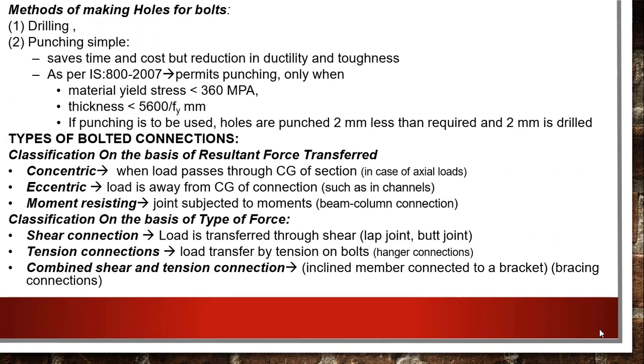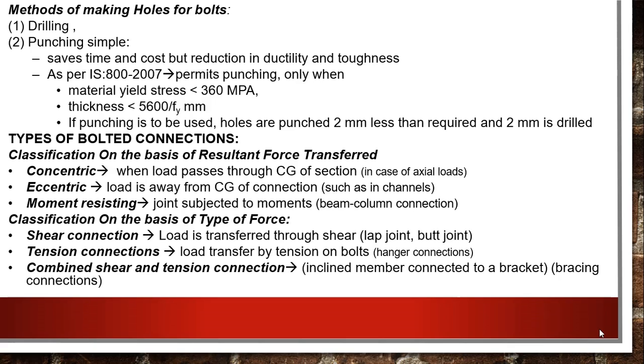Okay. Now moving forward, there are different methods for making holes for the bolted connection. Number one is drilling. Number two is punching, which saves time and cost, but reduces ductility and toughness. As per IS 800-2007, which is based on the limit state method, it permits punching only when the material yield stress is less than 360 Newton per mm square and the thickness is less than 5600 upon Fy in mm.